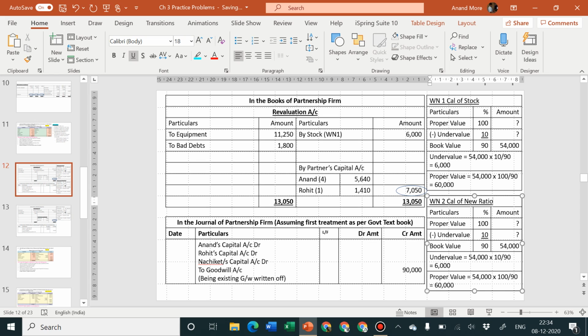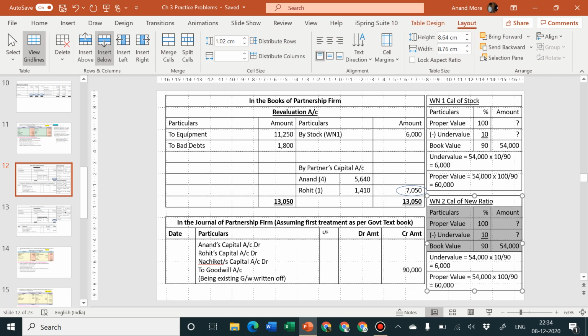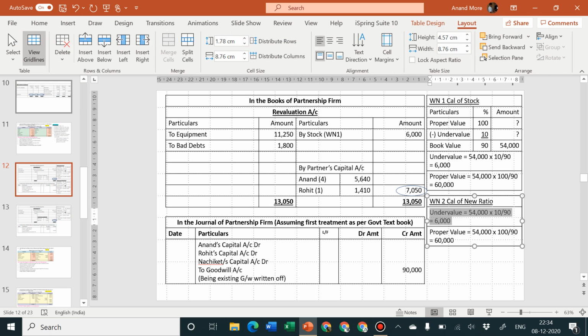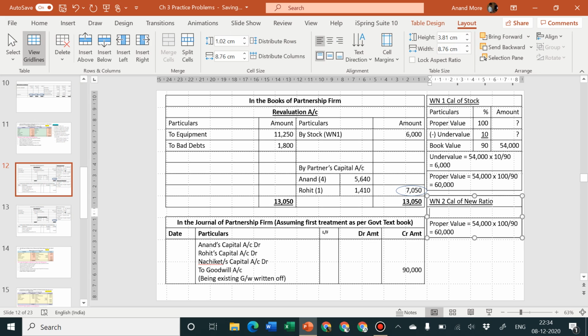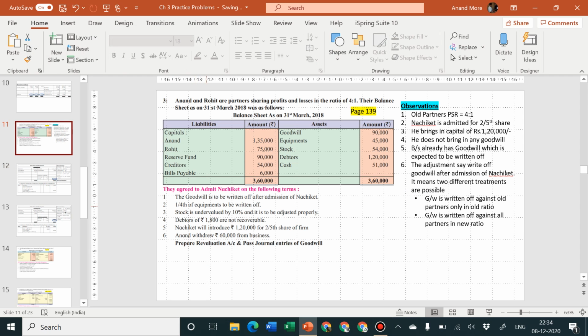Now let me remove these things. Just a moment. I'm very happy that you are continuing with the video, because this is not a logic which is easy for many students to understand. It requires some brilliant minds to think about it, because we are now playing as a lawyer. We are saying that since they agreed to admit Nachiket on the following terms, you have already mentioned that you have agreed.